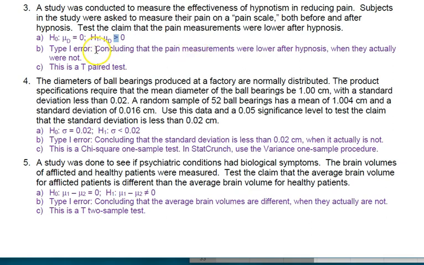For this one, a type 1 error would be concluding that the pain measurements really were lower after hypnosis when they actually were not. And as we saw in StatCrunch, this would be a t-paired test.